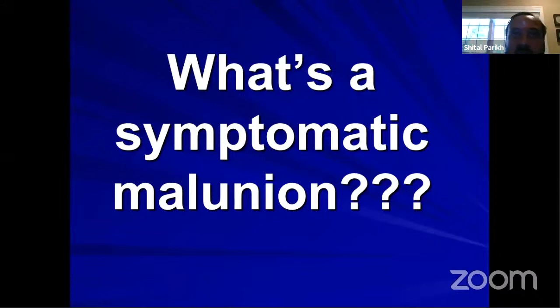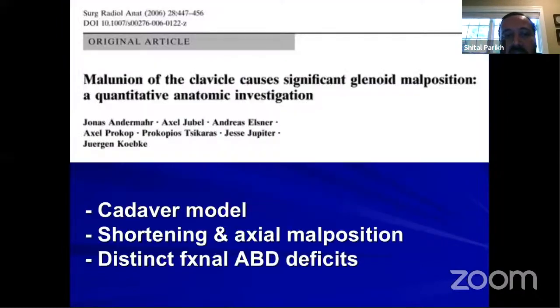It could be interposition of tissues, it could be nutritional deficiencies, and you don't want to miss a congenital pseudoarthrosis, which is not painful most of the time. It's asymptomatic. So what is a symptomatic malunion then? Malunion does cause some glenoid malposition. In this cadaver model, there were some functional abduction deficits when you had significant shortening.